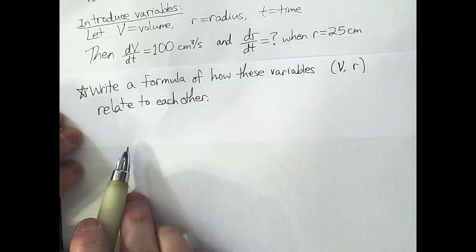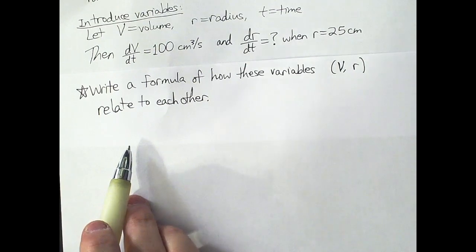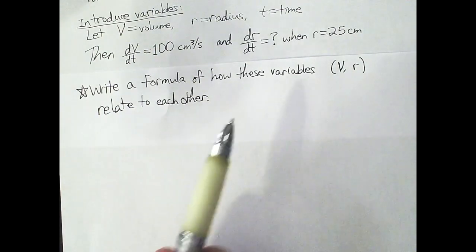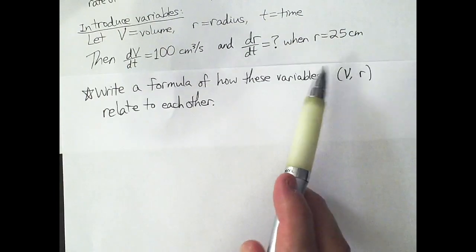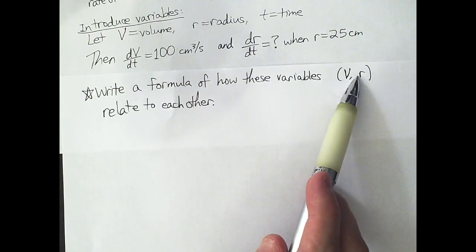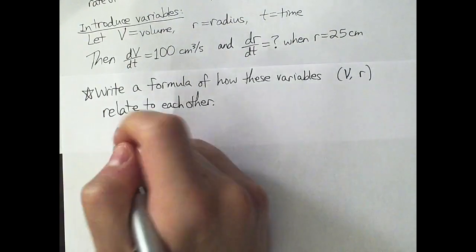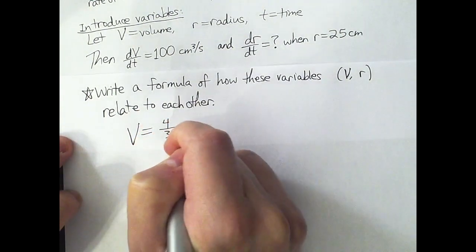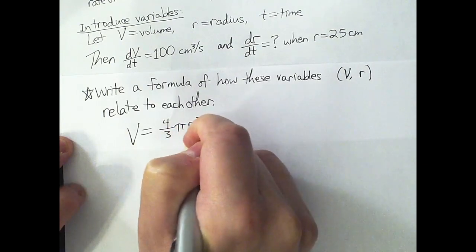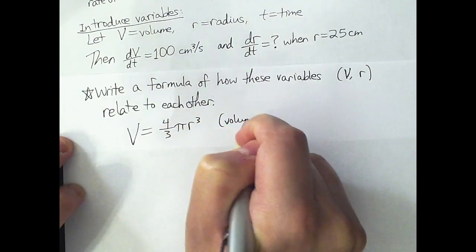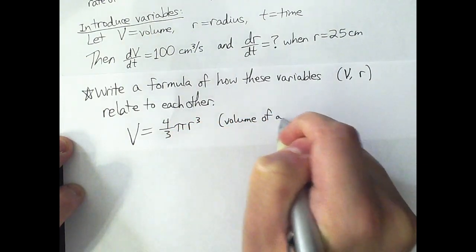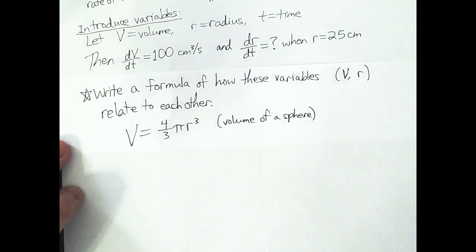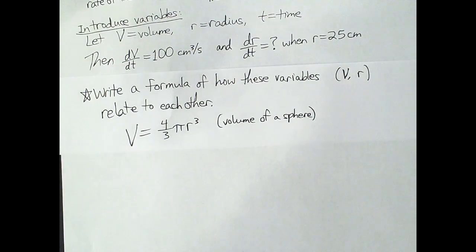There's one thing in this problem that we haven't used yet. It says that the balloon is a sphere. So the volume of a sphere is related to the radius by the following formula. V equals 4/3 pi r cubed. That's the volume of a sphere.